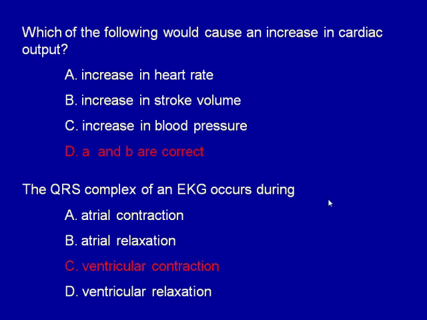That's the one that's going on during ventricular contraction. The P wave gives us atrial contraction. We don't really get a wave for atrial relaxation because it's covered up by the QRS complex. And then the T wave reflects ventricular relaxation.